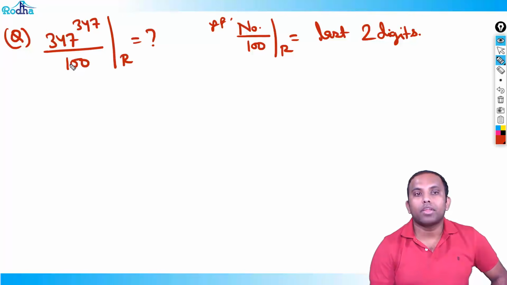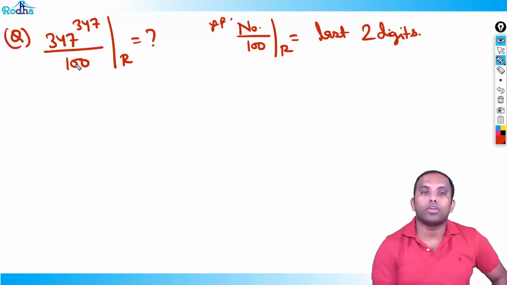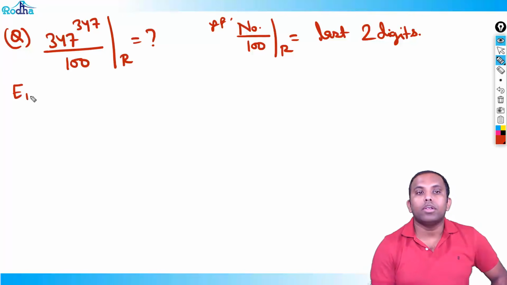Again, 100 is a big number, right? Even if you suppose you want to take Euler of 100, you calculate Euler of 100, it comes out to be 40, right?